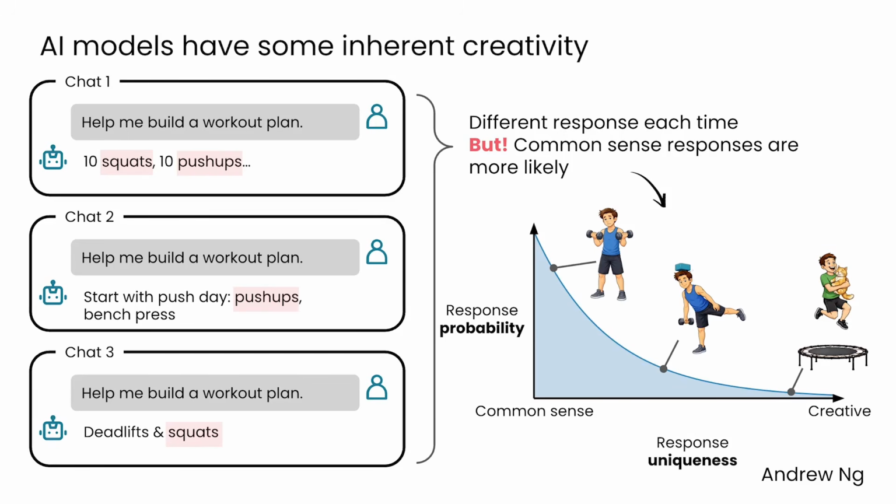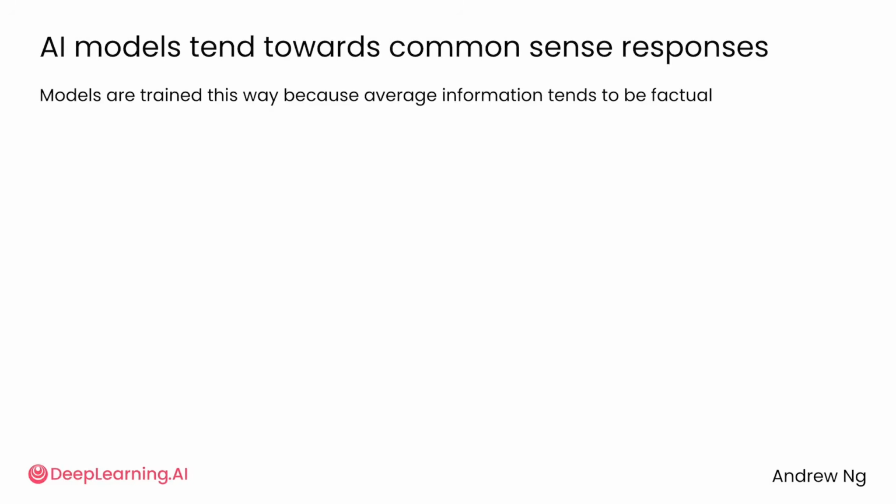And it turns out that it's much more likely to give a common sense response than a highly unique creative response. There's a reason for this, namely it was trained on internet text, and there's a lot more internet text talking about dumbbell curls than there are cat-triggered micro workouts. And for most questions, this is actually okay, because the average information on the internet is probably decently factual.